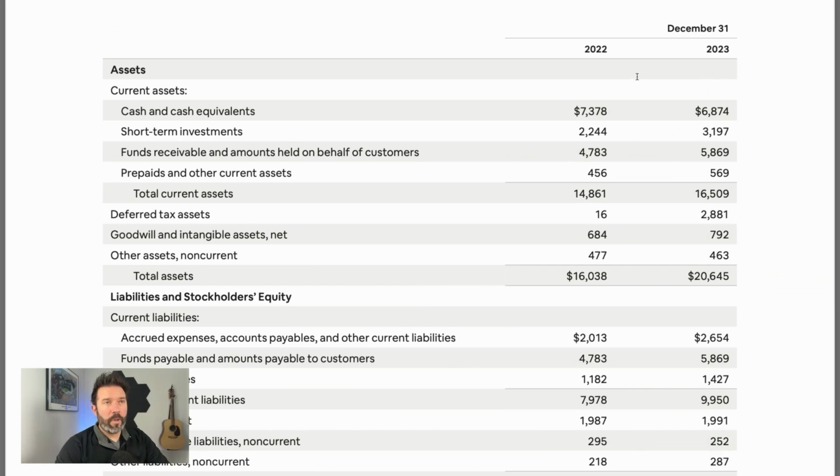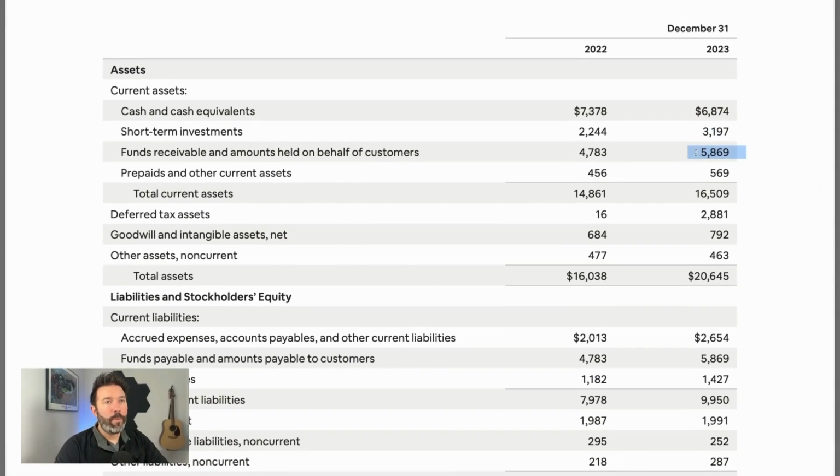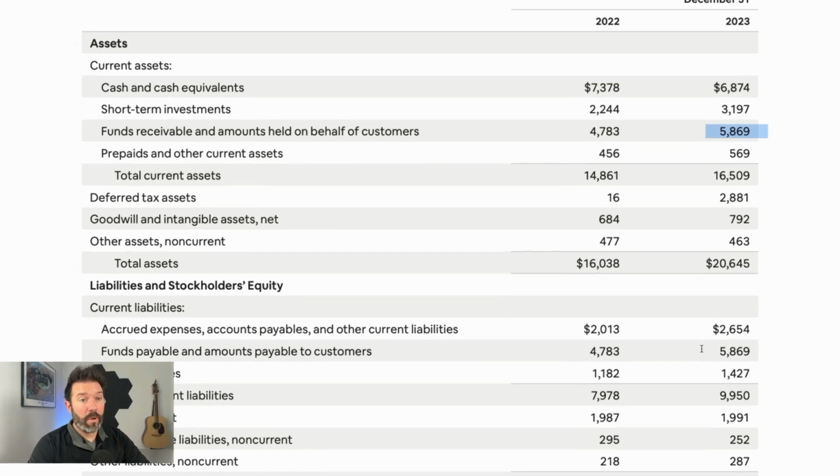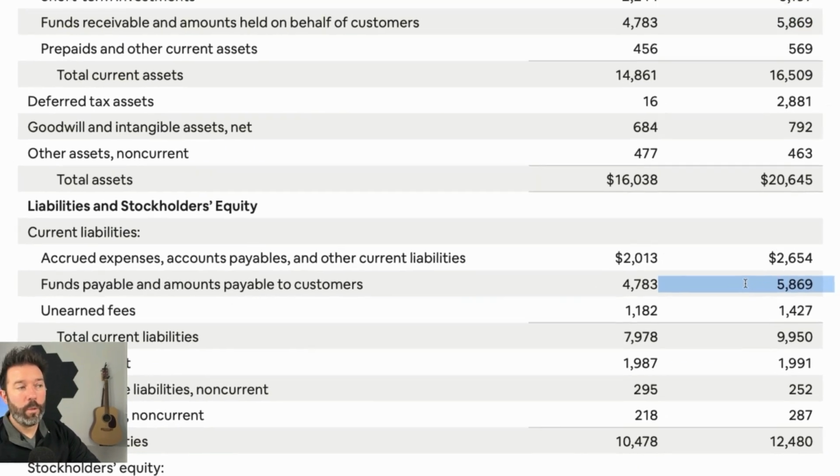So a couple of things I want to highlight related to the revenue recognition that we talked about earlier. At the end of 2023, which is the column on the right here, Airbnb had $6.9 billion worth of cash, $3.2 billion worth of short-term investments. And this is that number right here. This is $5.9 billion in funds receivable and amounts held on behalf of customers. That's the money that has been paid by customers, but has not yet been paid out to hosts. You see that exact same number right here on liabilities, funds payable and amount payable to customers. This is not Airbnb's money, but they do keep it on the balance sheet.